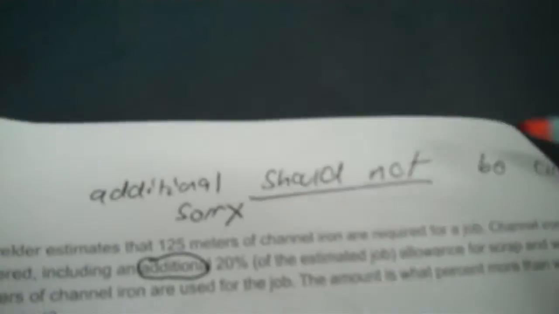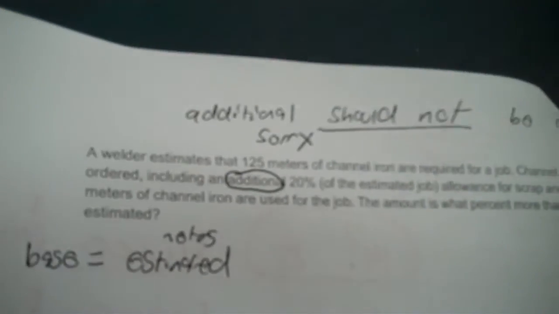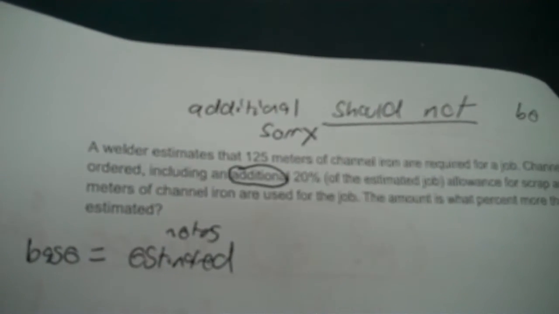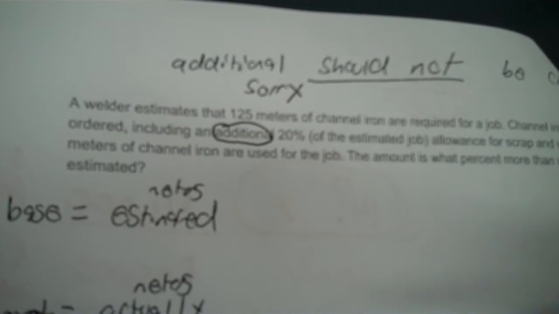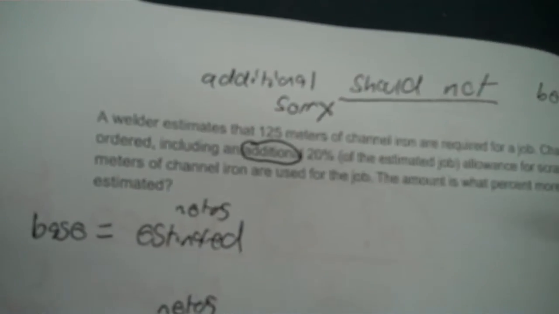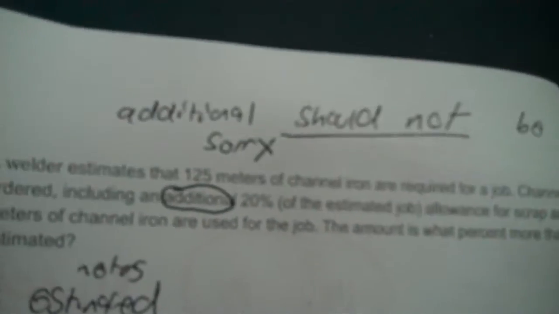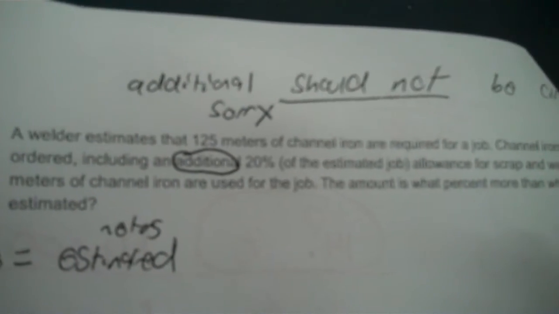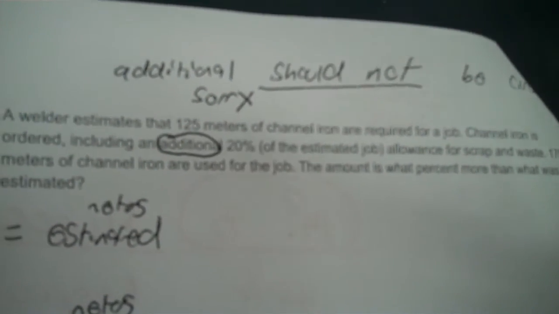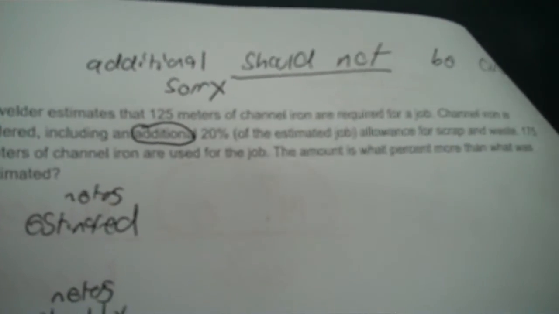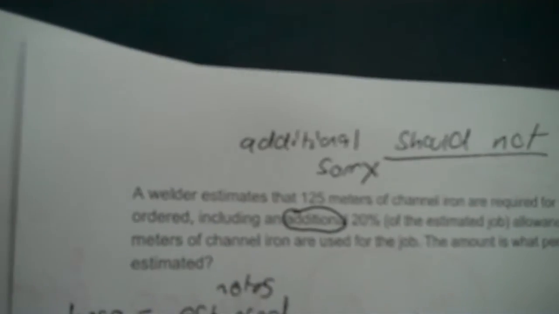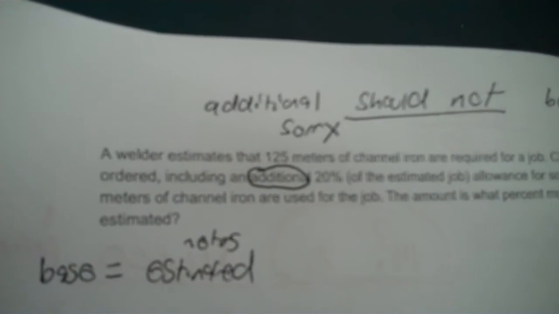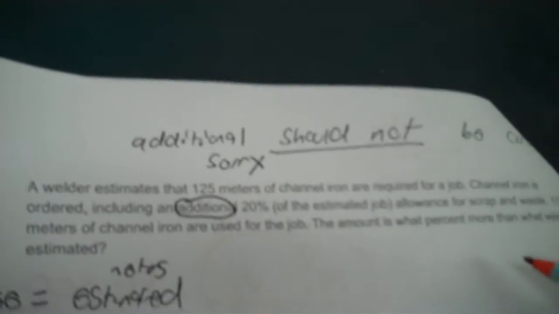Okay, I messed up on the next one. Additional should not be circled, sorry. This page here is kind of a pain in the butt, that whole page. A welder estimates that 125 meters of channel iron are required for a job. Channel iron is ordered including an additional 20% of the estimated job allowance for scrap and waste. 175 meters of channel iron are used for the job. That amount is what percent more than what was estimated?